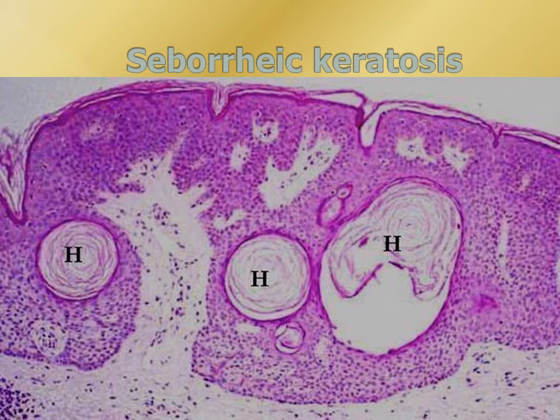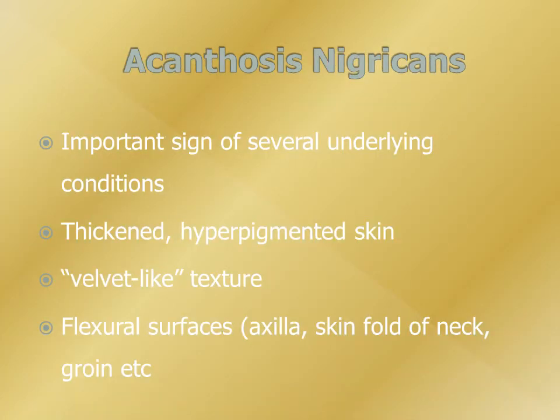So this picture shows the horn cyst. You can see these rounded structures denoted by H, and these cystic cavities contain laminated keratinous material. So these are the horn cysts, which are a very important classical feature of seborrheic keratosis.